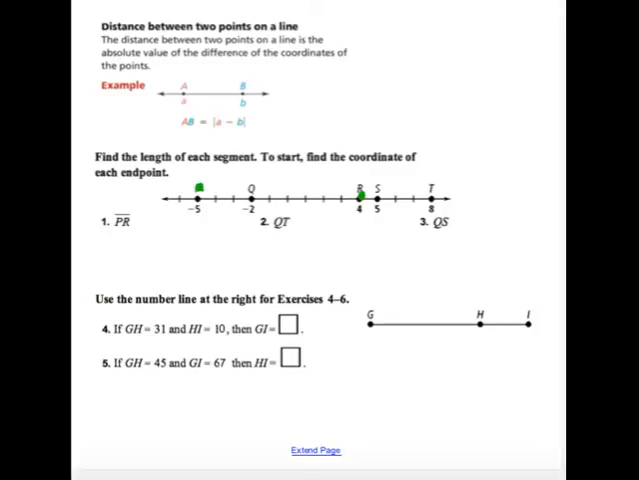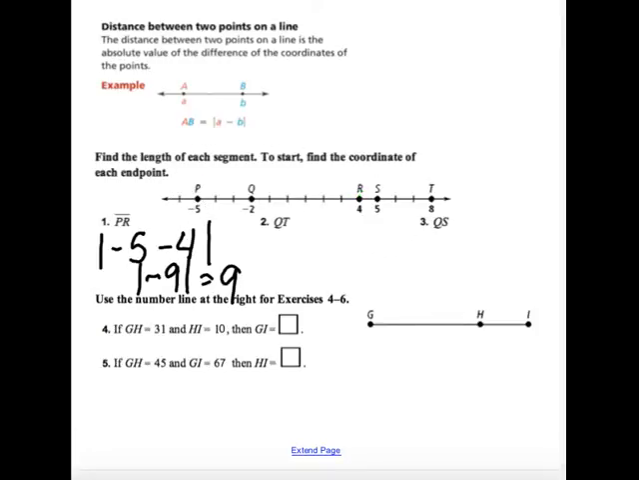I have P at -5, R at 4. So all I'm going to do is take my absolute value, -5 minus 4. I know -5 minus 4 is the absolute value of -9. The absolute value of -9 is 9. So if I count 1, 2, 3, 4, 5, 6, 7, 8, 9, it works out.